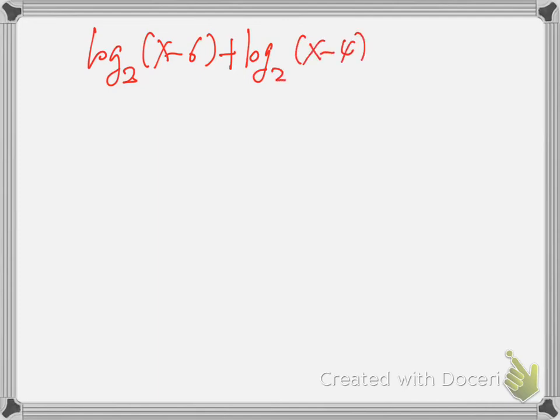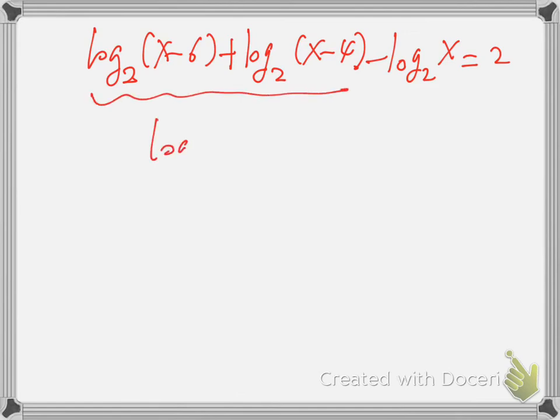The next one, a longer one. log 2 of x minus 6 plus log 2 of x minus 4 minus log 2 of x is 2. We have 3 logs on the left, so we have to put them together using the product and quotient rules. First is the product rule. We get log 2 of x minus 6 times x minus 4.